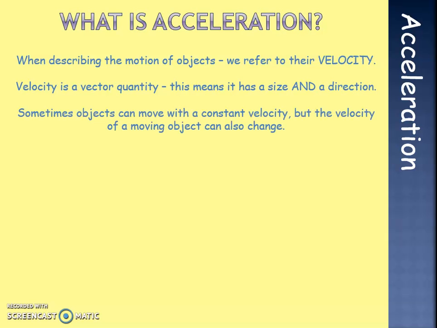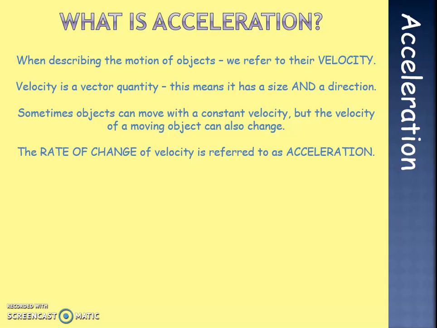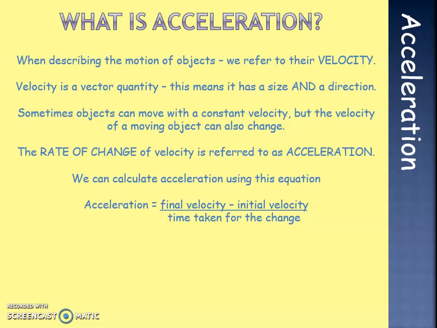Sometimes objects can move with a constant velocity, but the velocity of a moving object can also change. It's not always constant. The rate of change of velocity is referred to as acceleration. So how quickly something changes its velocity, we refer to as the acceleration. Calculate acceleration using this equation. Acceleration is the final velocity, take away the initial velocity of the object, divided by the time taken for the change. That gives us the rate of change of velocity, which is acceleration.